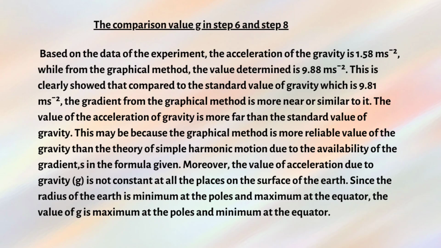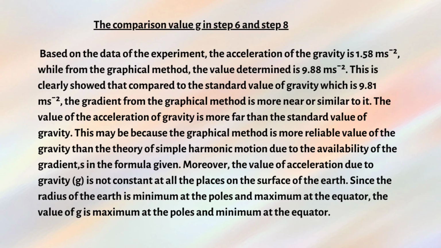Based on the data, the acceleration of gravity is 1.58 ms-2, while from the graphical method, the value determined is 9.88 ms-2. This shows that, compared to the standard value of gravity, which is 9.81 ms-2, the value from the graphical method is nearer or similar to it. The other value of the acceleration of gravity is further from the standard value. This may be because the graphical method gives a more reliable value of gravity than the simple harmonic motion theory, due to the availability of the gradient in the given formula.